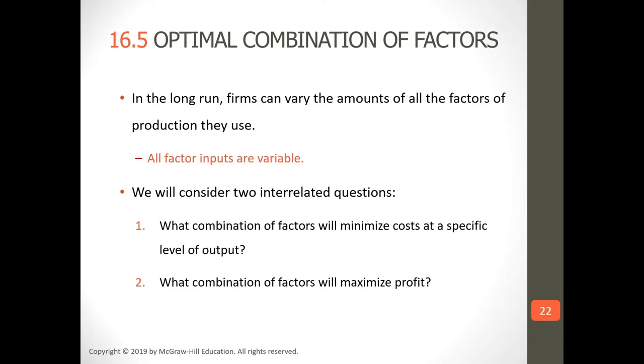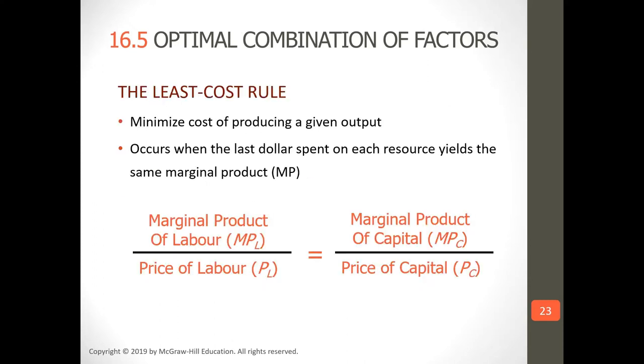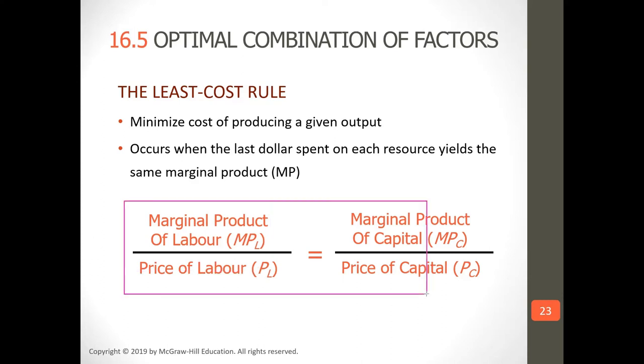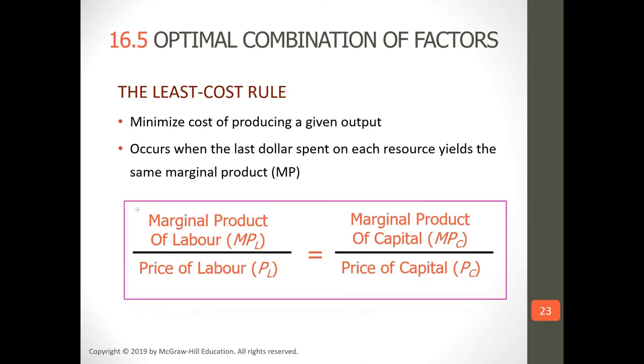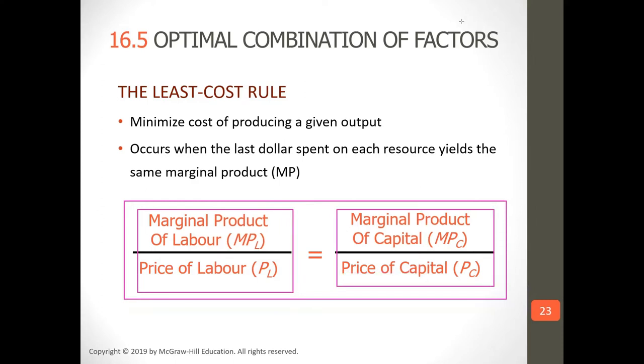So in the long run, firms can vary all the factors of production that they use. All factor inputs are variable in the long run. So we have to think about what combination of factors will minimize cost of a specific level of output, and what combination of factors will maximize profit. So those are very important questions we have. And for the least cost to happen, we would have to make these equal. So marginal product of labor divided by price of labor would have to equal marginal product of capital divided by price of capital to minimize cost.